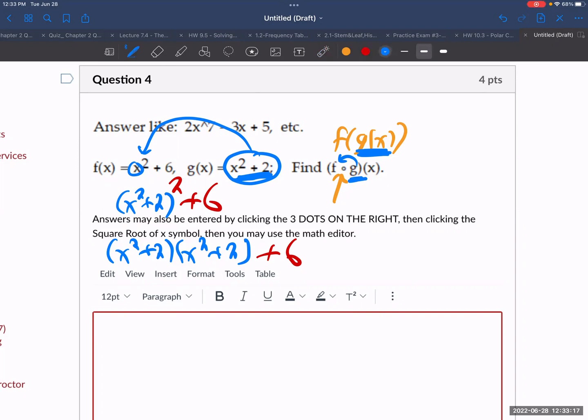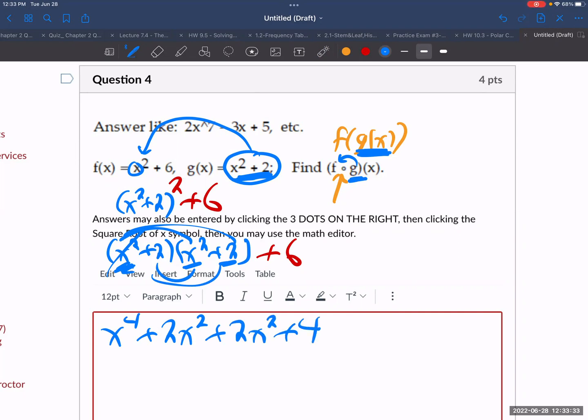Now I'm going to go first to both. So x squared times x squared is x to the 4th. Remember, when you're multiplying, that's when powers add. And then x squared times 2 is 2x squared. He's done. Now this 2 will go to both: 2x squared plus 4. And then that 6 is still back there.